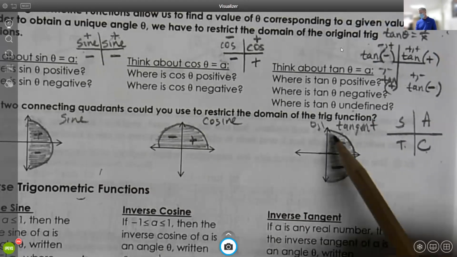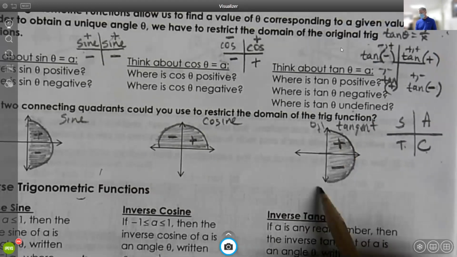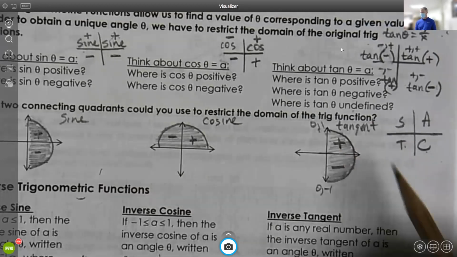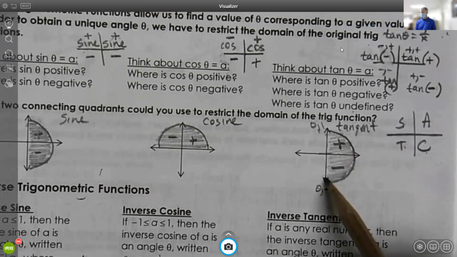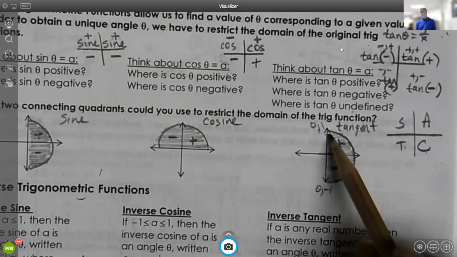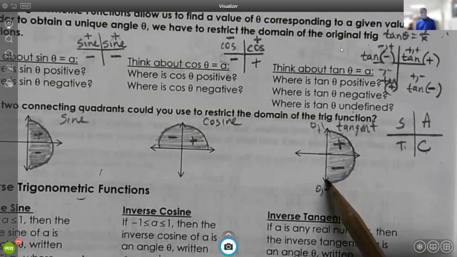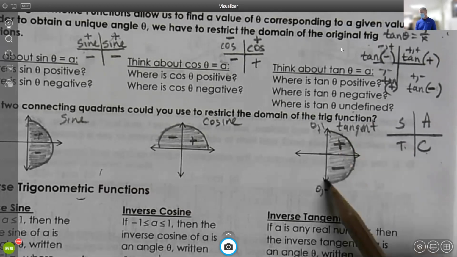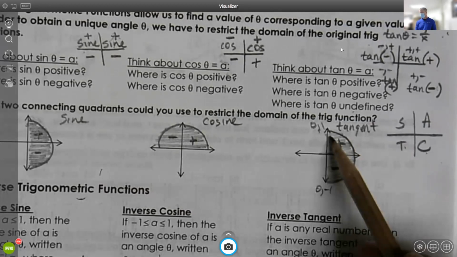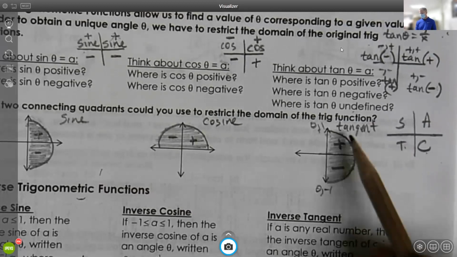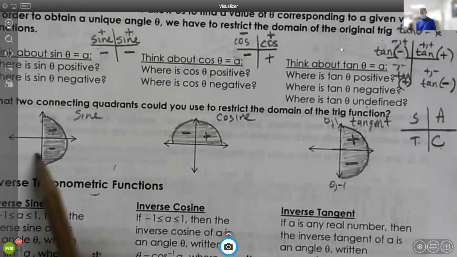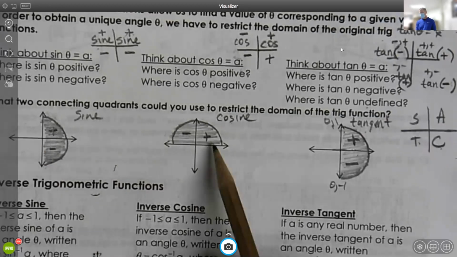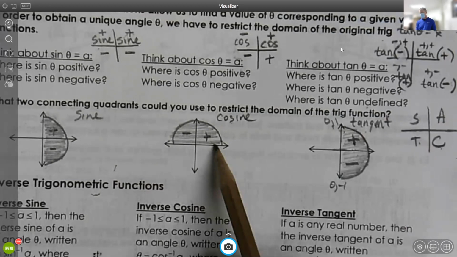So it's undefined at the top, it's undefined here at the bottom, which we're actually going to call a negative 90 and a positive 90. A negative pi over 2 and a positive pi over 2. That's the value of angles that we're going to look at for tangent. That's the value we're going to look at for sine. For cosine, we're going to look at values from 0 up to 180.